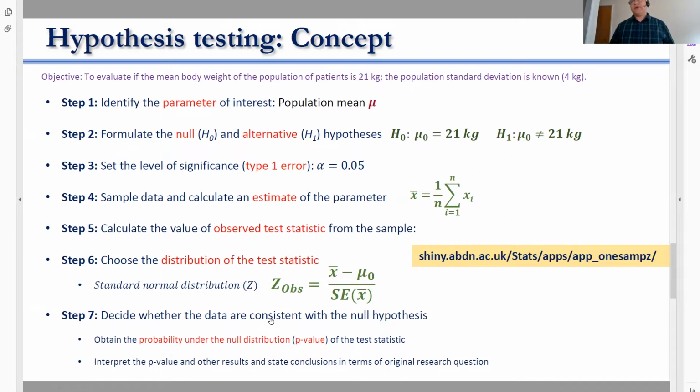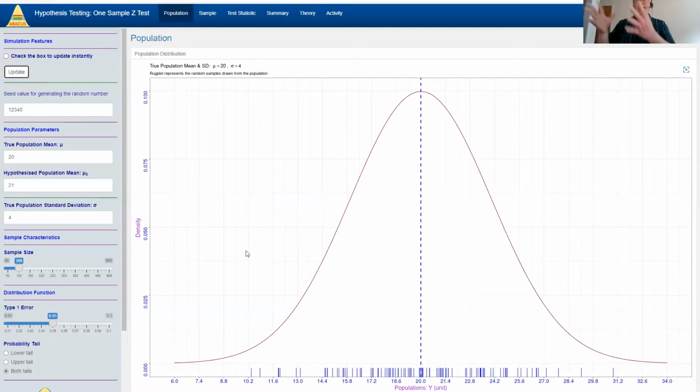And then of course, once we calculate the test statistic and we know the distribution, we have to make a decision on whether the data are consistent with the null hypothesis or not. So let's get back to our example and see what it actually means. It looks a little bit theoretical, but what does it mean in a real scenario, what do you do?